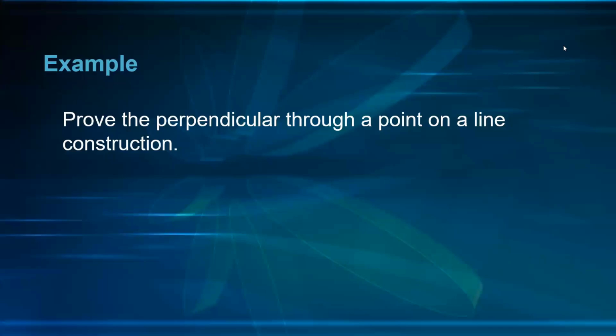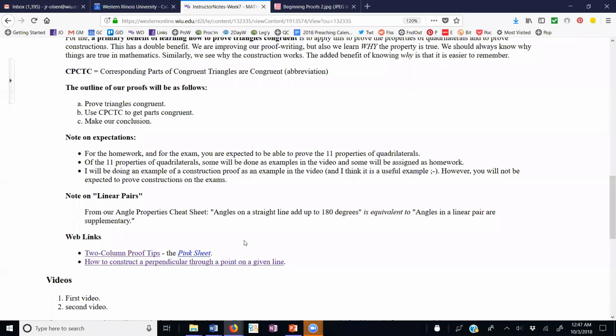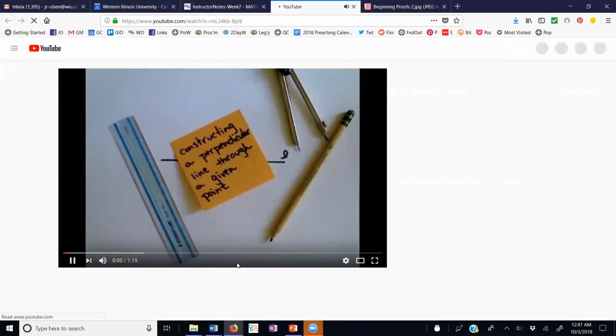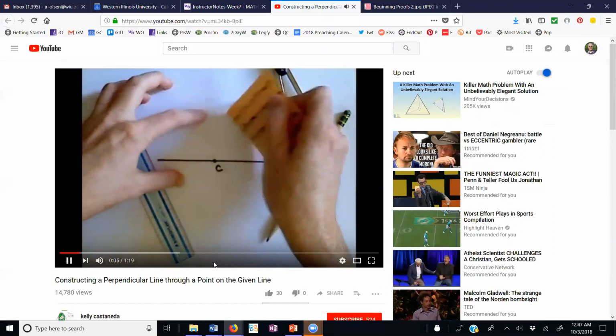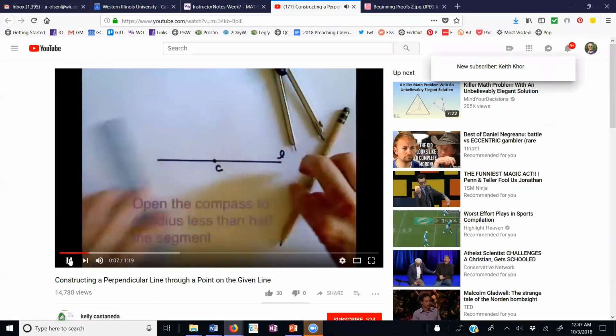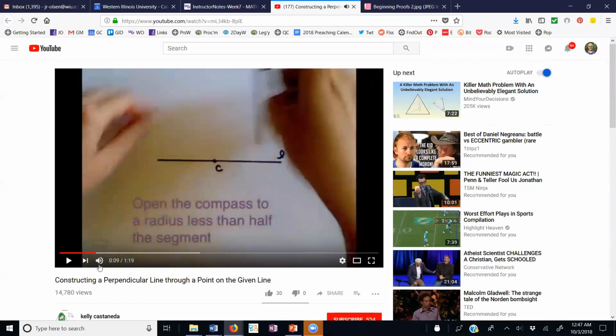Now I'd like to do an example where we look at the construction of the perpendicular through a point on a line and prove that the construction is valid. Here is a little video that shows how to do the construction. I will let you look at that on your own.